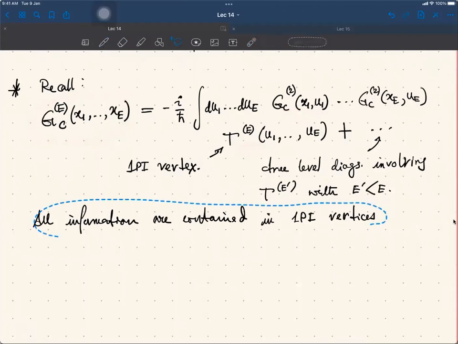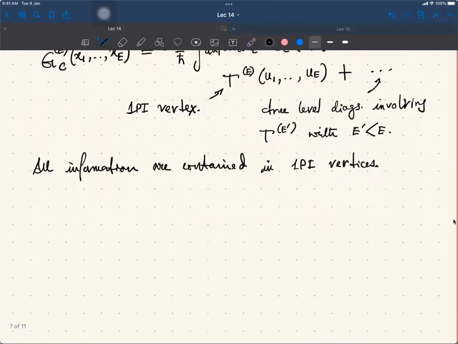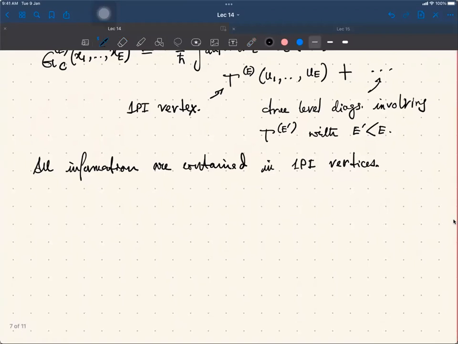When I say 1PI vertices, they are not only 3 and higher vertices, but also the 2 vertex, which gives you the total net propagator. So they are also 1PI diagrams. And so let us look at what the structure is for 1PI vertices. Studying that will be enough for us.